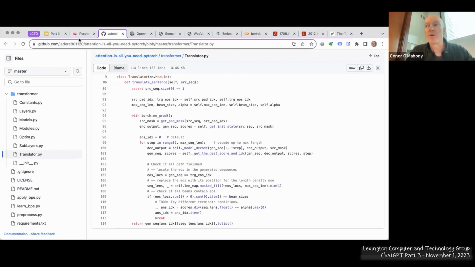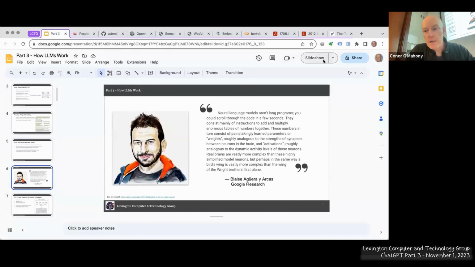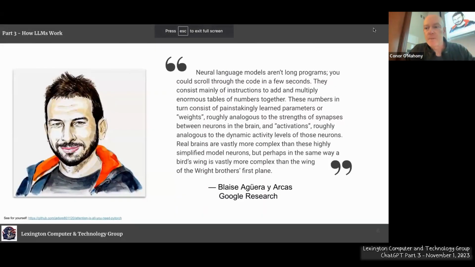So I just want to reinforce something that is mentioned here. Neural language models are not long programs. You could scroll through the code in a few seconds. They consist mainly of instructions to add and multiply enormous tables of numbers. The numbers, in turn, consist of painstakingly learned parameters or weights, roughly analogous to the strengths of synapses between neurons in the brain, and activations, roughly analogous to the dynamic activity levels in those neurons.